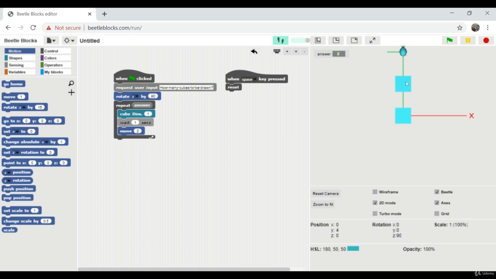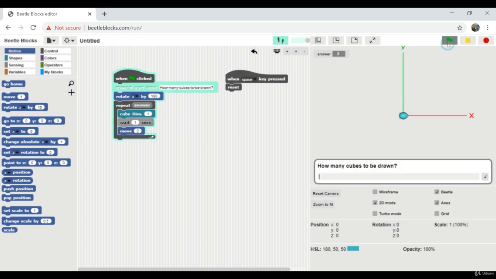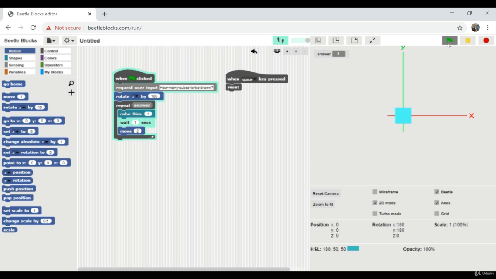So the cubes came on the y-axis. It depends upon the position of the beetle, where the beetle is positioned. Accordingly, it draws the cubes. Okay, let's do another thing. Let's rotate it by 180 degrees. You can see the beetle got rotated by 180 degrees and now it is positioned towards minus x. So if we position it towards minus x, it will start moving on the negative side of the x-axis.